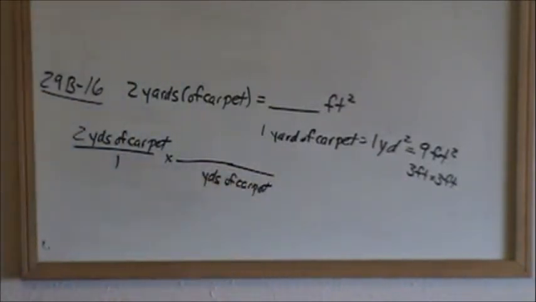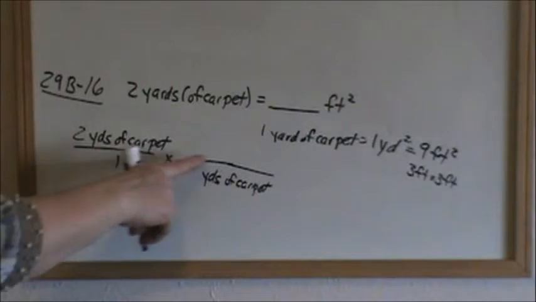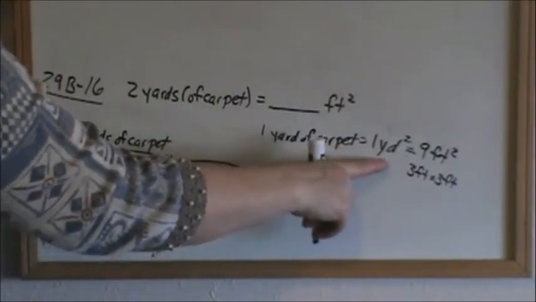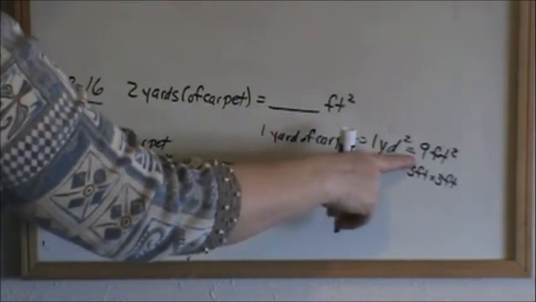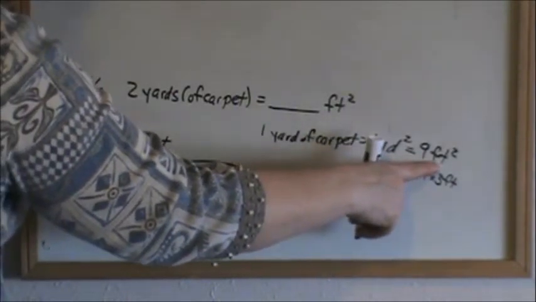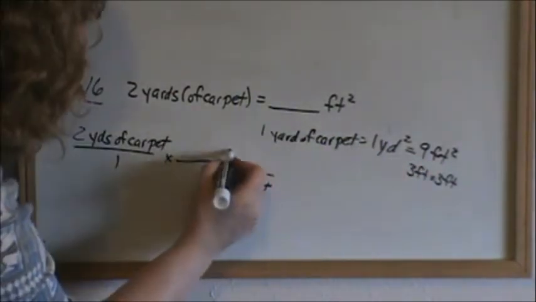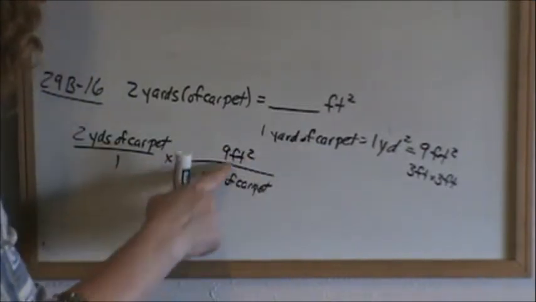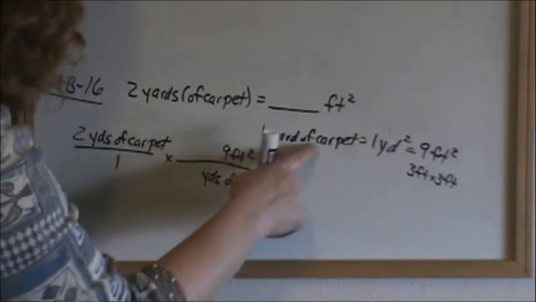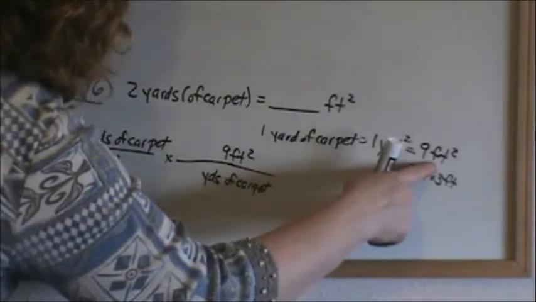which is really, we're dealing with an area. So yards of carpet go away. 1 yard of carpet, I'm going to ignore that. 1 yard of carpet is equal to 9 square feet.